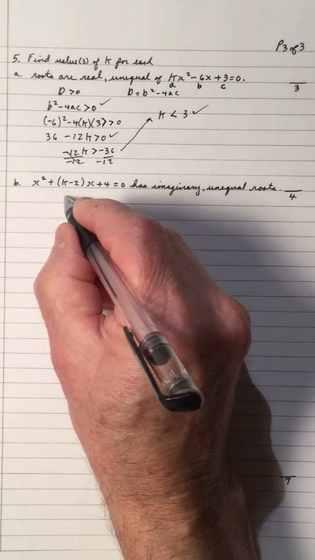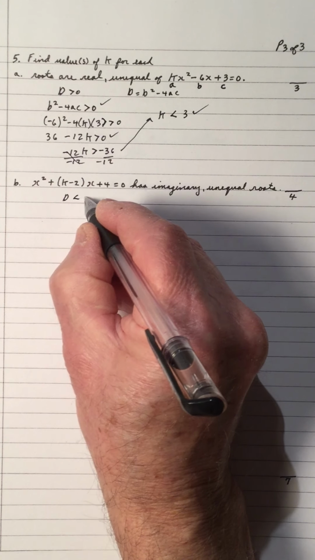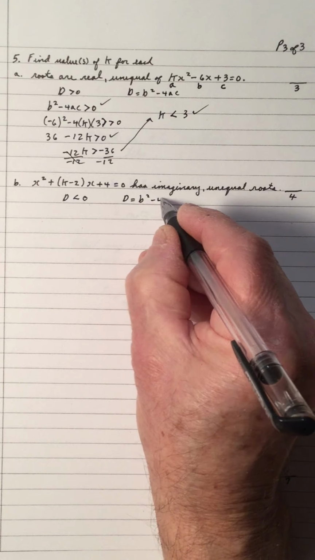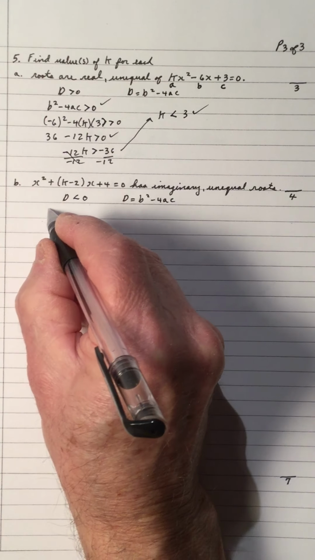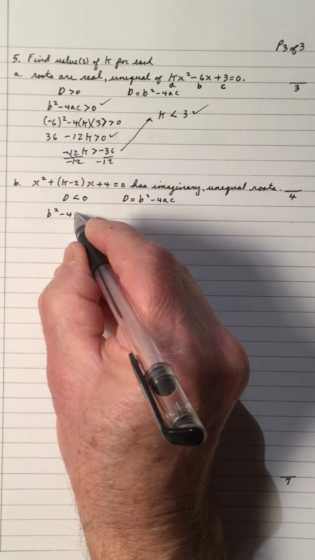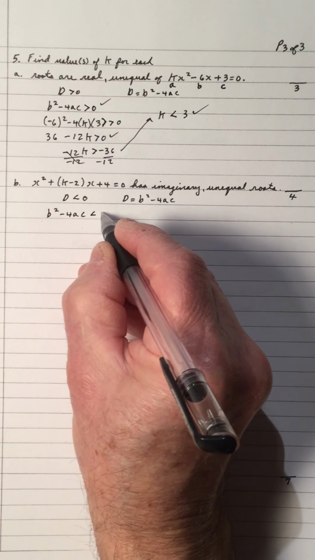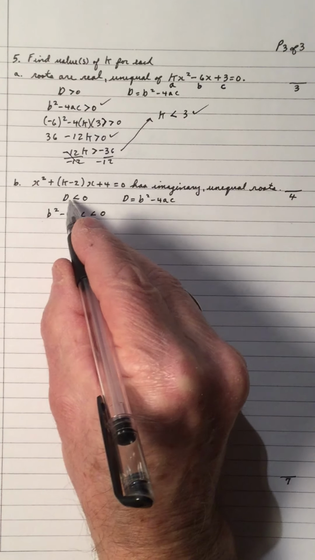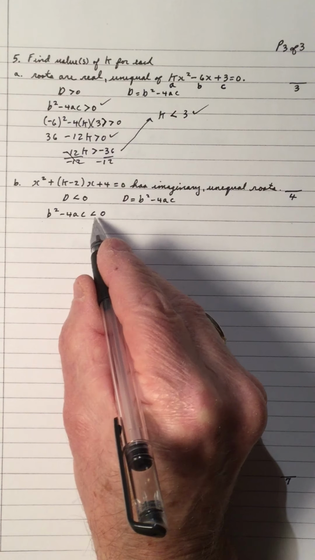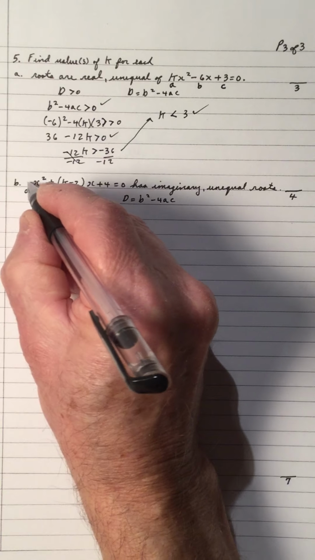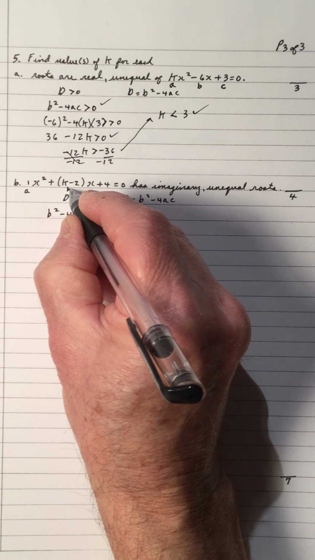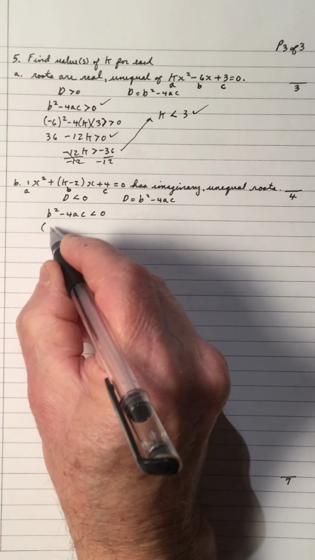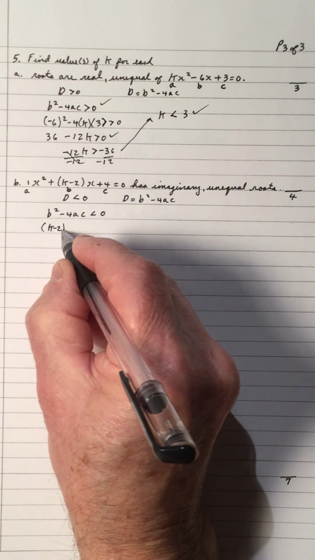So, imaginary roots, we have D is less than 0. And again, the discriminant is b² − 4ac. Therefore, b² − 4ac is less than 0. I sub b² − 4ac in the place of D. So let's solve this. Again, a is 1, b is k minus 2, and c is 4. So b² is (k − 2) squared.